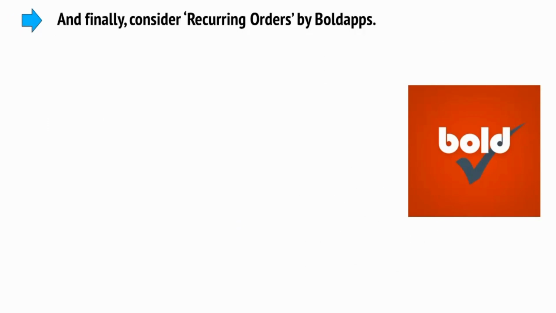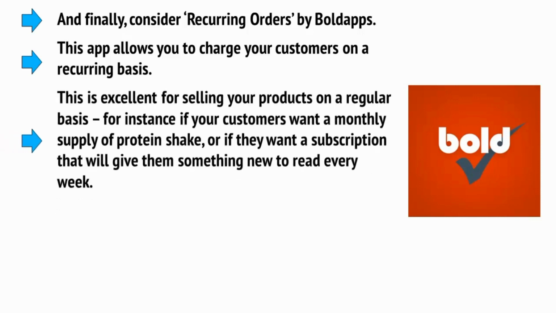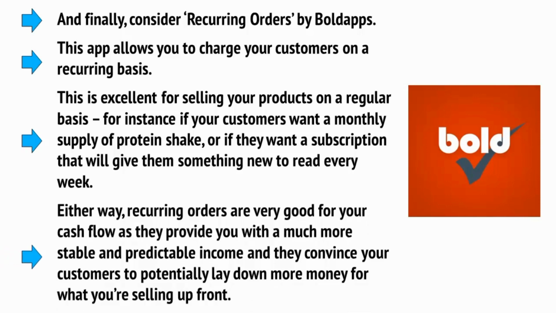And finally, consider Recurring Orders by Bold apps. This app allows you to charge your customers on a recurring basis. This is excellent for selling your products on a regular basis. For instance, if your customers want a monthly supply of protein shake, or if they want a subscription that will give them something new to read every week. Either way, recurring orders are very good for your cash flow as they can provide you with a much more stable and predictable income, and they convince your customers to potentially lay down more money for what you're selling up front.